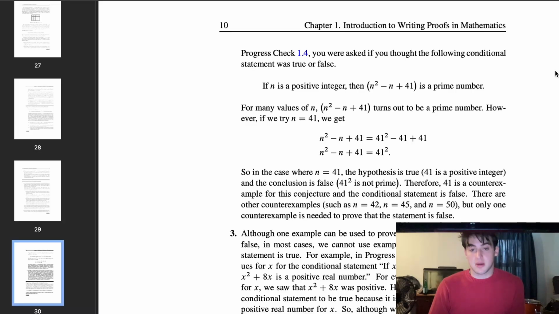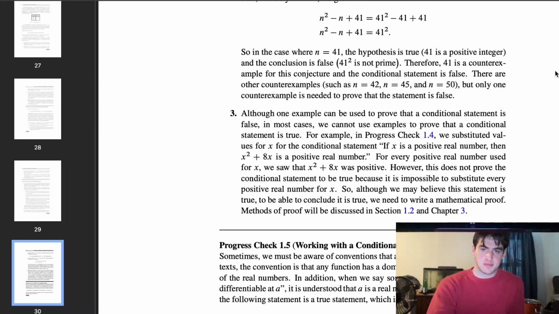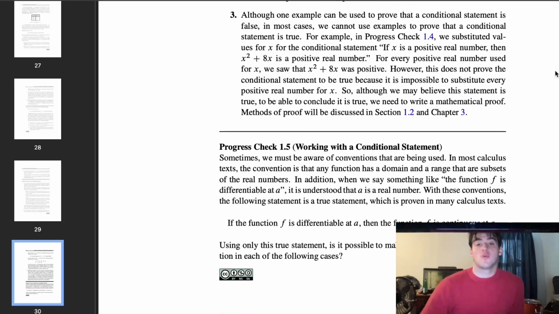There are other counterexamples, such as n equals 42, n equals 45, n equals 50, but only one counterexample is needed to prove that the statement is false. Interesting. I thought maybe that statement would turn out to be true. Although one example can be used to prove that a conditional statement is false, in most cases, we cannot use examples to prove that a conditional statement is true.